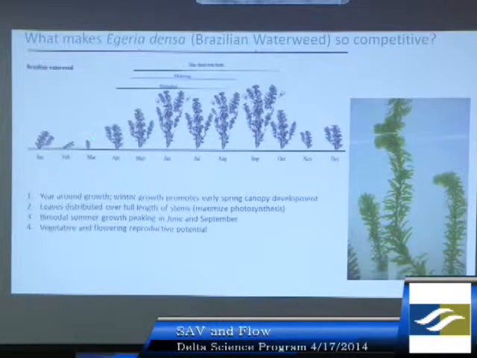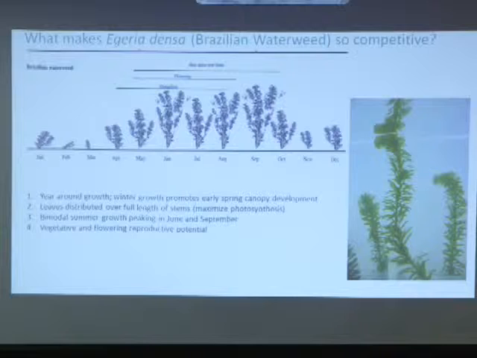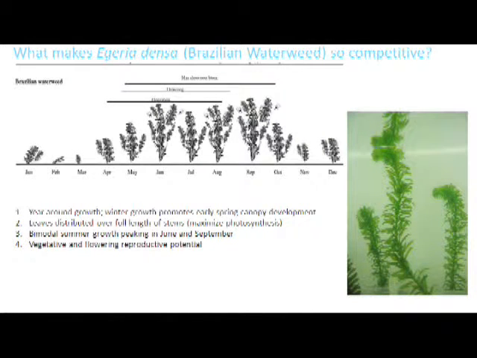Egeria has both structural and biochemical characteristics that make it a very competitive invasive species. Probably the main one is the fact that it doesn't undergo a complete dormancy. The plants overwinter, and so when you get into the spring weather and it warms up a little bit, it takes off and it outcompetes the other species in the environment. It has a bimodal distribution of flowering and maximum biomass in June, and then it dies off a bit, and then it peaks again in the late summer.